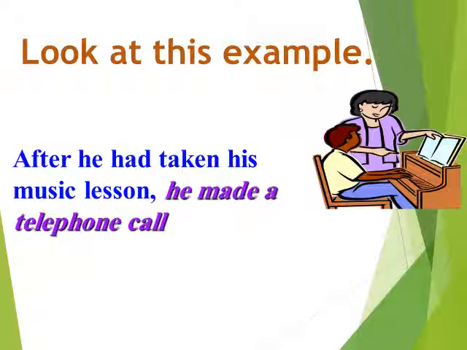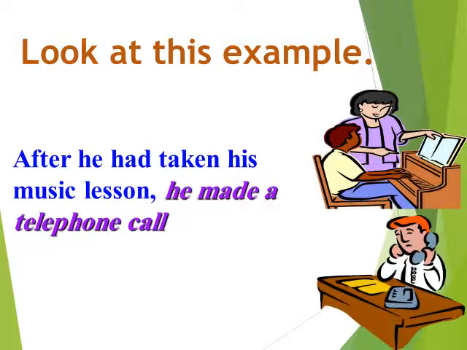After he had taken the music lesson, he made a telephone call. So what is the first action? Yes, taking the music lesson. And what action happened second? Making a telephone call. So after he had taken his music lesson, he made a telephone call. After is followed by the past perfect, and the second clause is past simple.